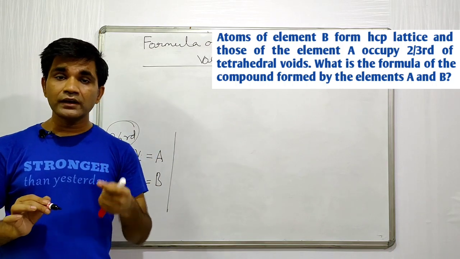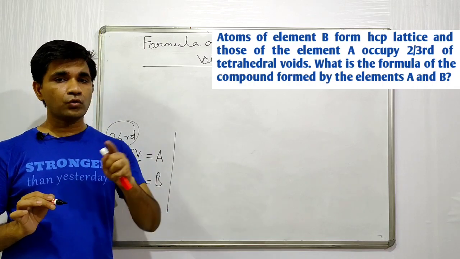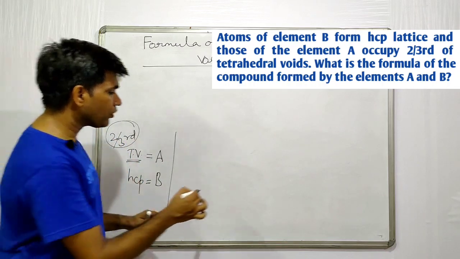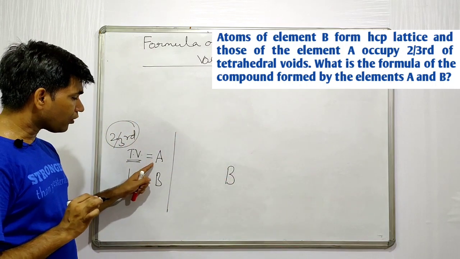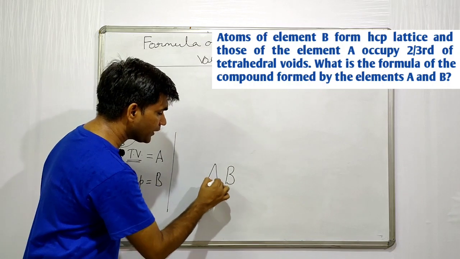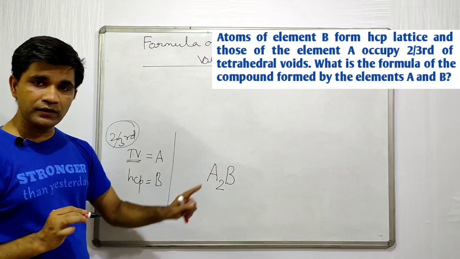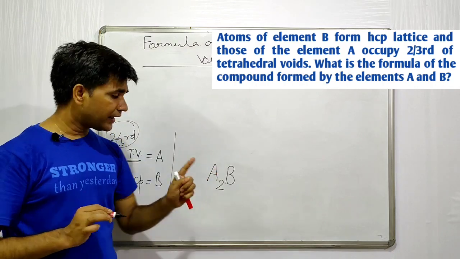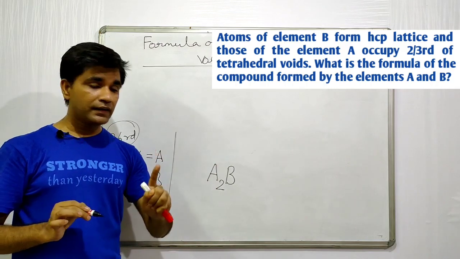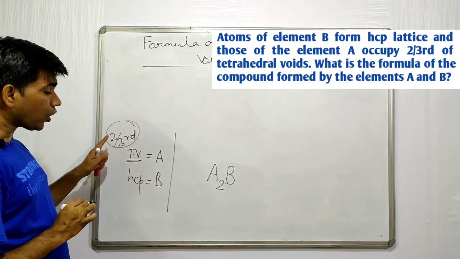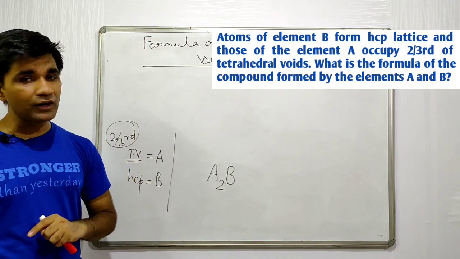Students, as we know, the number of tetrahedral voids are always double the number of close packed particles. So if the number of close packed particles is 1, then number of tetrahedral voids would be equal to 2, means the formula of the compound would be A2B. But this would be the case if all the tetrahedral voids would have been occupied. But here it is given that not all the tetrahedral voids but only 2/3 of them are occupied.